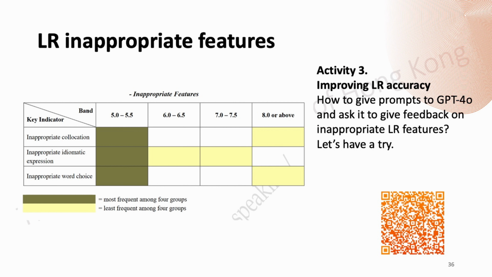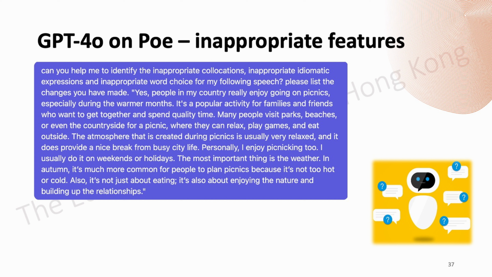So, how do we give prompts to GPT-4o and ask it to give feedback on inappropriate lexical features? Let's have a try. Please open your GPT-4o page and type in this prompt. "Can you help me to identify the inappropriate collocations, inappropriate idiomatic expressions, and inappropriate word choice for my following speech? Please list the changes you have made." Remember to paste your revised speech after the question in the quotation mark. Then, you will get the response from the chatbot very soon.